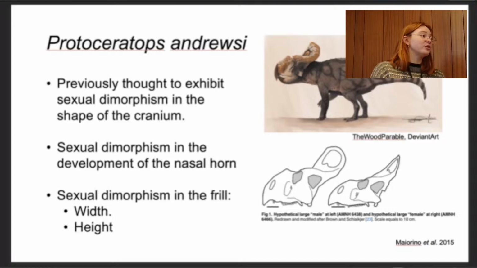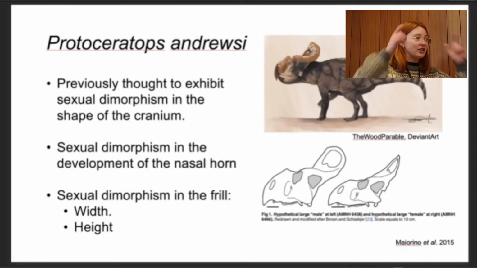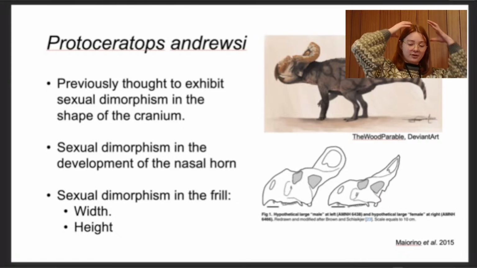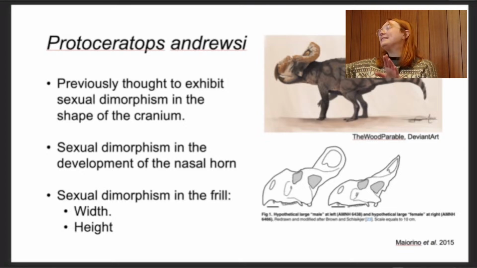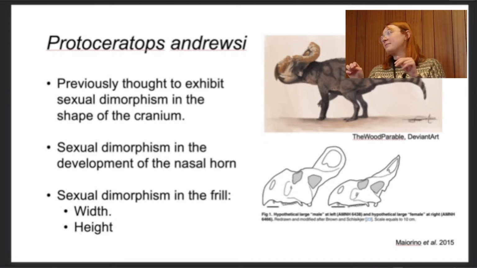And they were previously thought to exhibit sexual dimorphism in the shape of the cranium, both by how wide it is and how long it is and how deep different portions of it are, especially in the frill and the nasal horn. So this is a previously dictated male and female. The male's on the left, and the female's on the right.